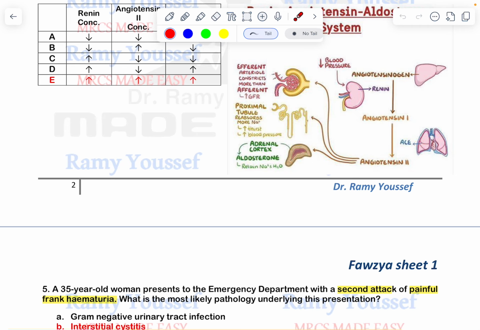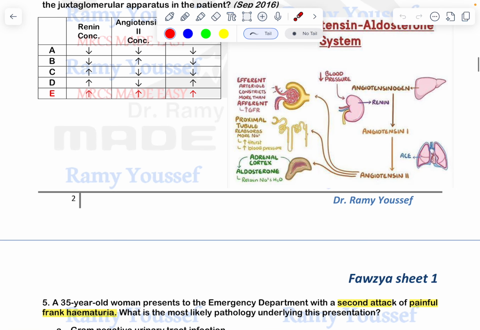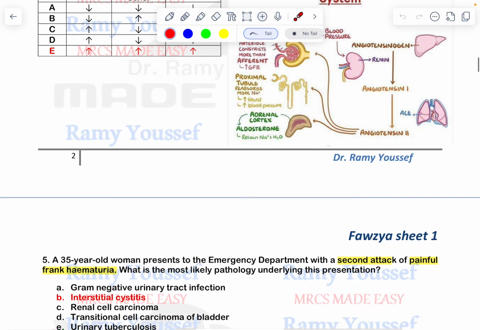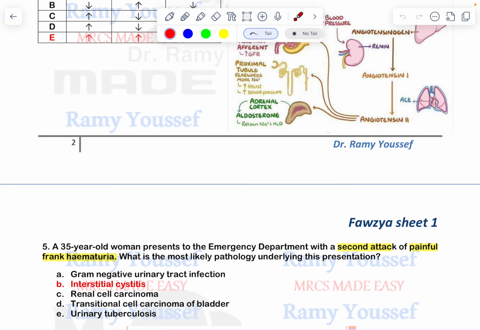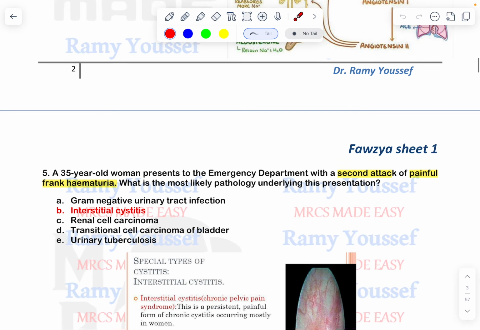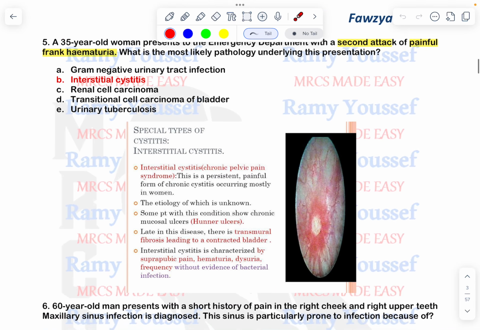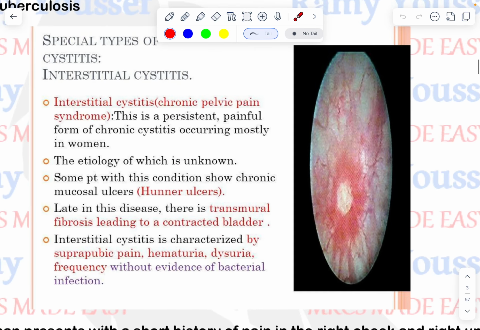A 35-year-old woman presents to the emergency department with a sudden attack of painful frank hematuria. What is the most likely pathology? Age is 35, second attack of painful hematuria. Painless hematuria would suggest malignancy; painful has to be some other cause. So your option is interstitial cystitis, because malignancy is ruled out. So what is the picture in interstitial cystitis?